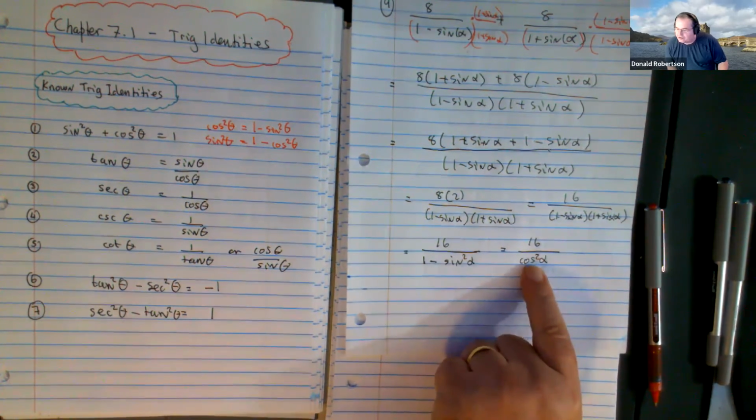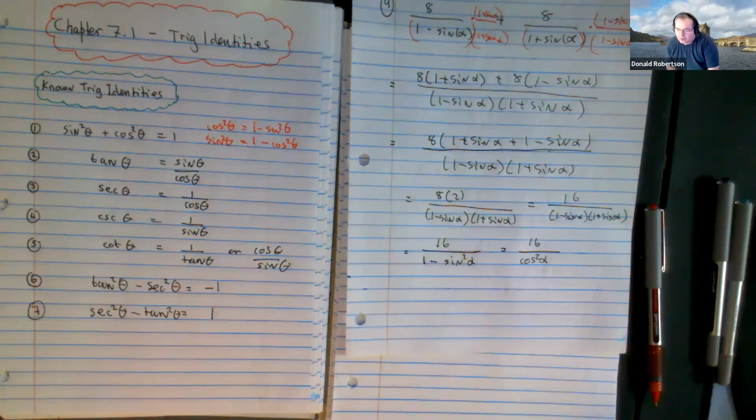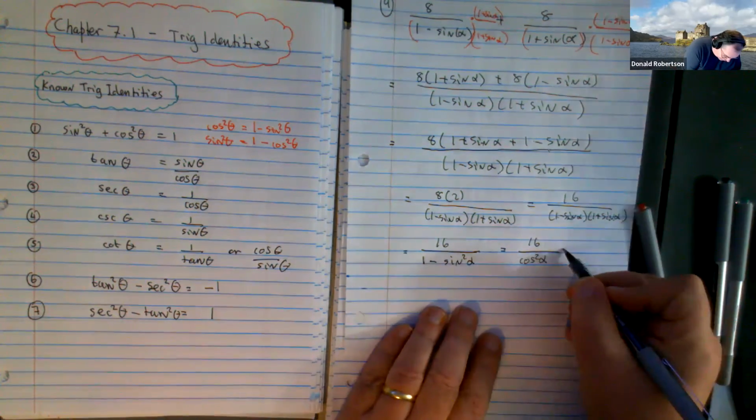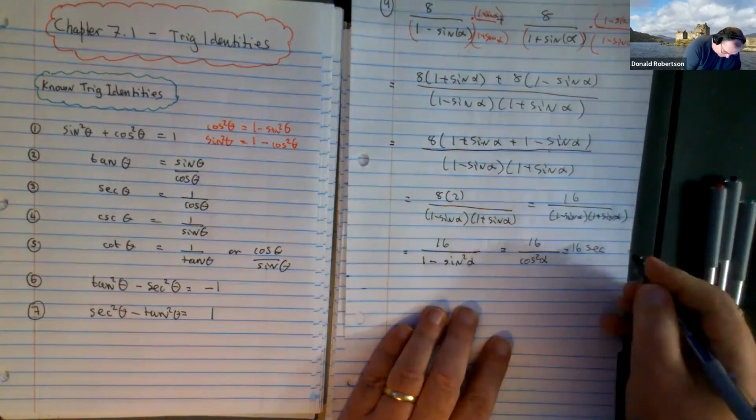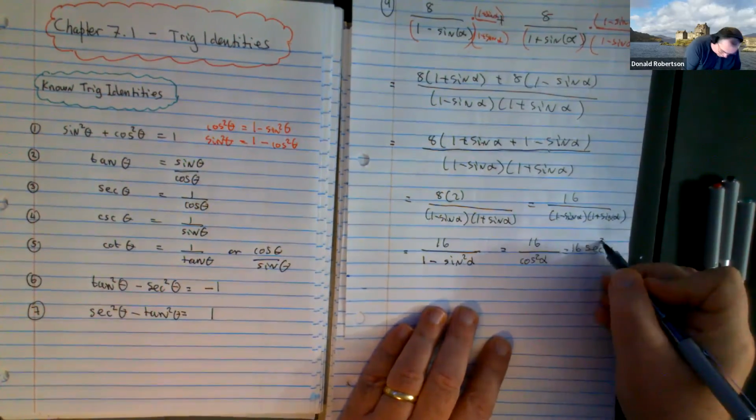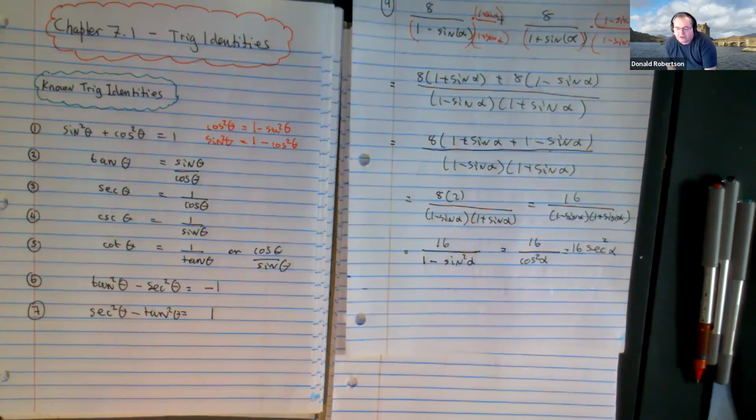And then to finish, shouldn't we try and write it so it's not a fraction? Now, if it was 16 over cosine, wouldn't it be 16 secant? So 16 over cos squared just gets you 16 secant squared. Finished.